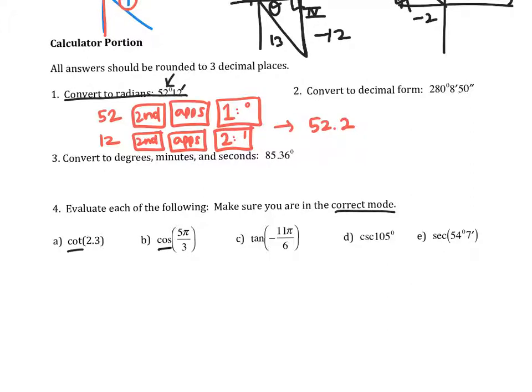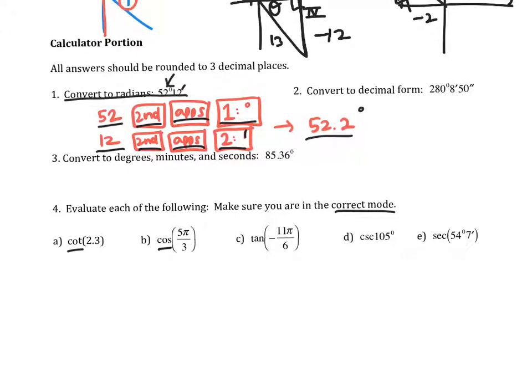What you do is you do 52, then second apps gets you angle, and option 1 gives you the degree symbol. Then hit enter, and then you type in 12, you do second apps, which gives you the angle menu, and hit 2, which gives you the minute. And when you hit enter, you should convert 52 degrees 12 minutes into 52.2 degrees.